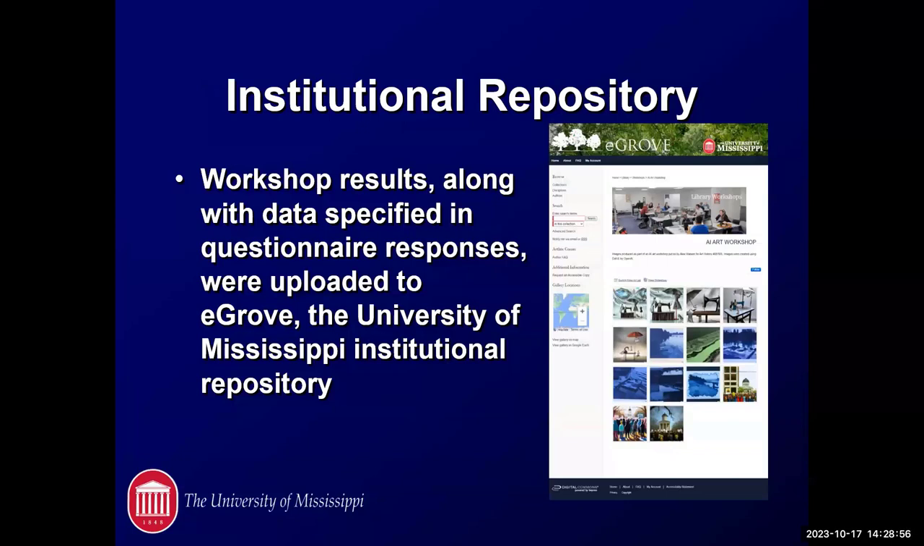So the next and final step of the workshop was to add the results, as well as the metadata that was specified in the questionnaire responses, to eGrove, which is the University of Mississippi's institutional repository. And I apologize for the small size. You can see a screenshot of the page within our institutional repository there. And the sharp-eyed among you can see that there are some of our rejects in there as well. You can see some additional cyanotypes and some additional generations of the surrealist type. That's just an overall preview, though. The full slate of images is a click away.